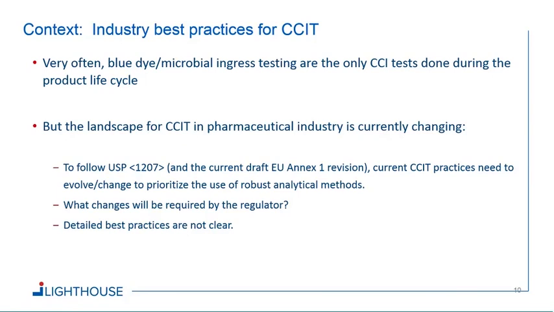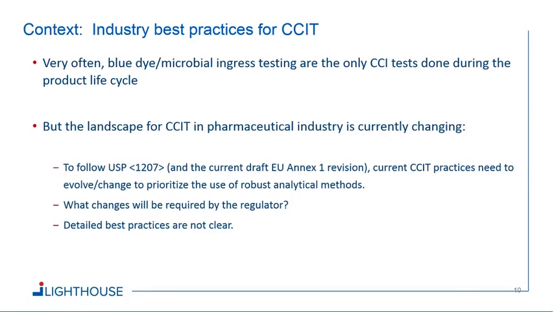And if you really want to follow USP 1207 and also the current draft EU Annex 1 revision, these current CCIT practices need to evolve to prioritize the use of robust analytical methods. These more robust analytical methods will allow you to straightforwardly validate your test method quantitatively, and will also allow you to collect statistical data. So not just on tens of samples, but on hundreds of samples and maybe even thousands of samples, which the traditional methods would be very difficult to do.